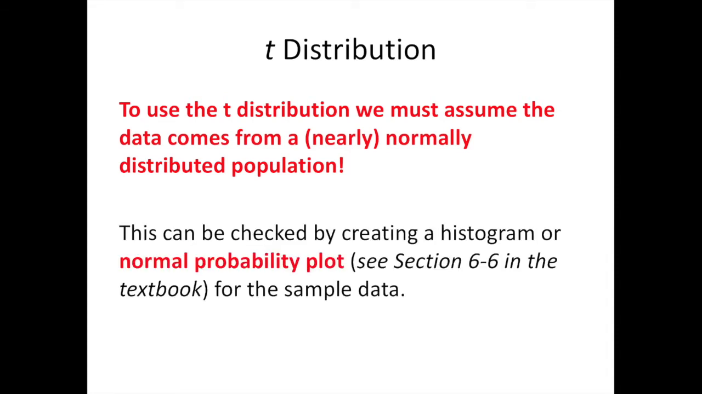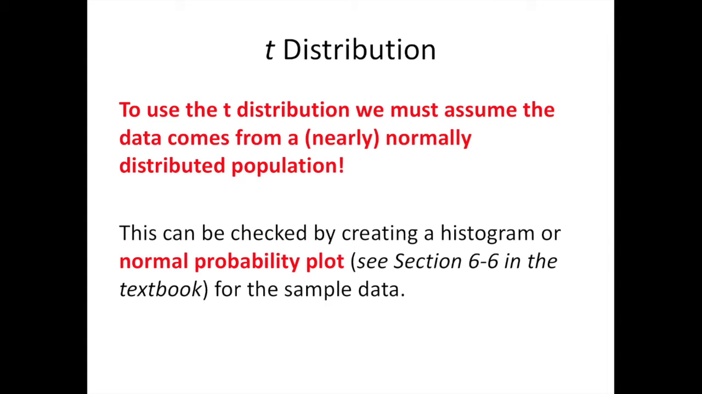Now, how do we check this condition? Well, obviously we don't have the entire population distribution, or else we wouldn't be doing this. We can check by creating a histogram, or something called a normal probability plot. This was in section 6.6 in the textbook. We didn't really talk about it in class, although I'll show you an example in a few minutes. So we'll create a histogram or a normal probability plot for the sample data. And if it looks like it's fairly close to being normally distributed, we'll assume we're okay to use a t-distribution.